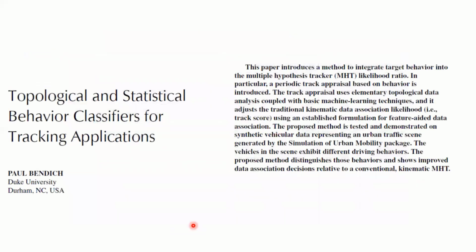Here's another example of functional summaries from persistence diagrams that feel very much like images. The study in question is topological and statistical behavior classifiers for tracking applications. So what is the problem, or at least one class of problems explored in this paper?